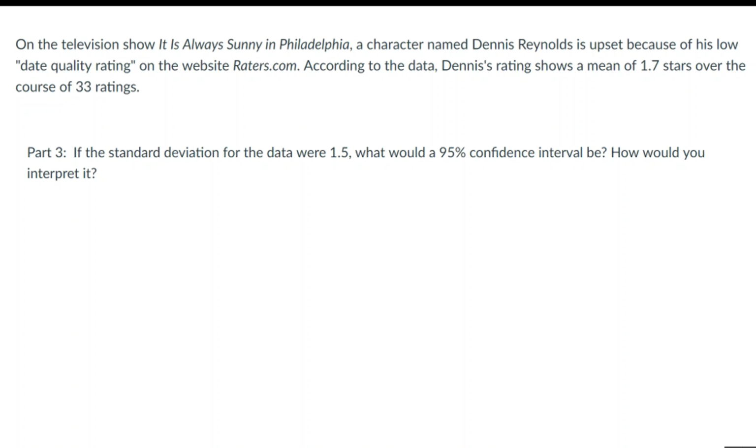Everything is the same in part 3. We have a sample mean of 1.7. We have a standard deviation, whether you treat it as the population standard deviation or the sample standard deviation. For our purposes, it doesn't matter. I'm going to write population standard deviation equals 1.5 now. Look how big that standard deviation is. A lot of variability there in those original ratings.